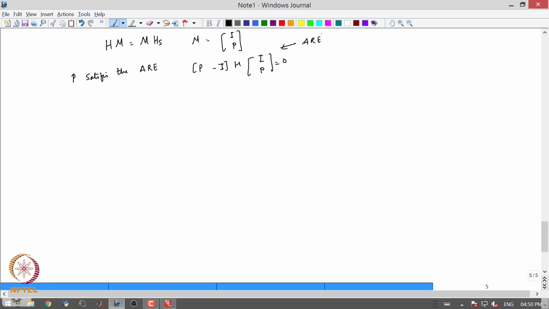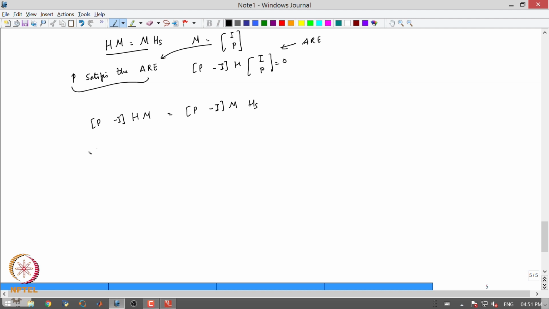Okay, perfect. So just to prove, what was the first statement to prove? That this P, which comes from here, actually satisfies the ARE. So take this expression again, H M, and left multiply this with P and minus I. On the right hand side I will still do the same. I have P minus I M Hs.